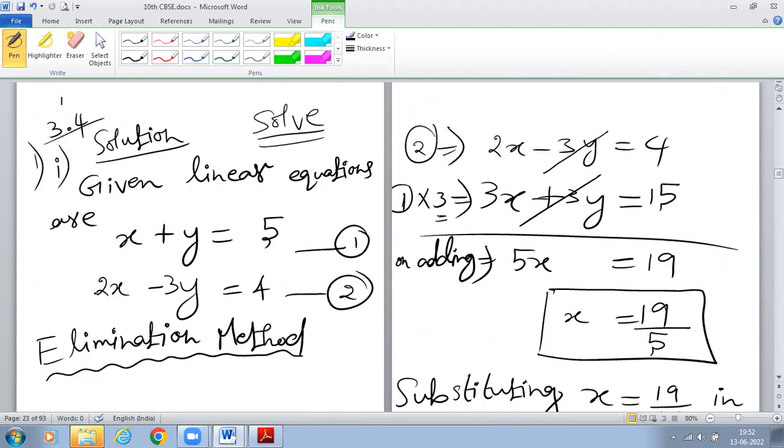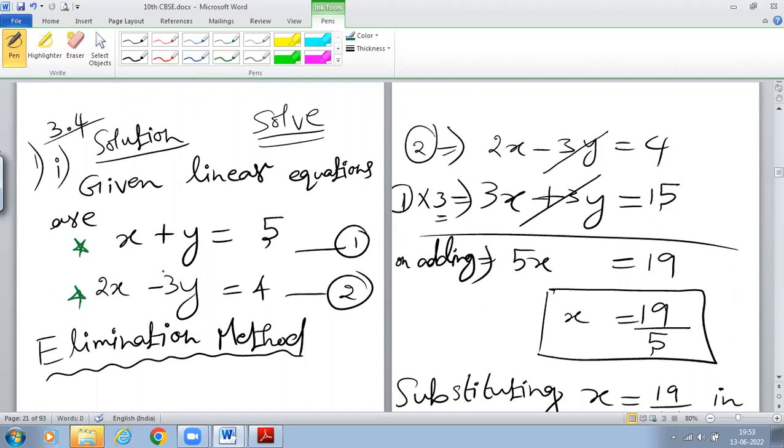Listen carefully, ma. See here, this is the given question. In the given question, they are giving two linear equations. I will use another color to teach one more time. So this is equation number 1, that is x plus y is equal to 5, and this is equation number 2, 2x minus 3y is equal to 4.